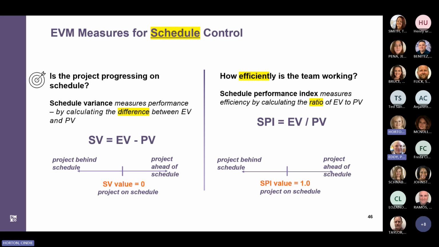So when you're trying to determine a variance in performance, for example, whether we're on schedule or not, we'll be calculating a difference, right? Subtracting one variable from another. And when we're trying to determine efficiency, how well we're doing or how well the team is performing relative to target, we'll be calculating a ratio, for scheduling.